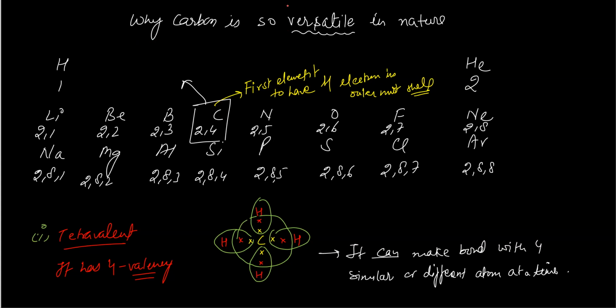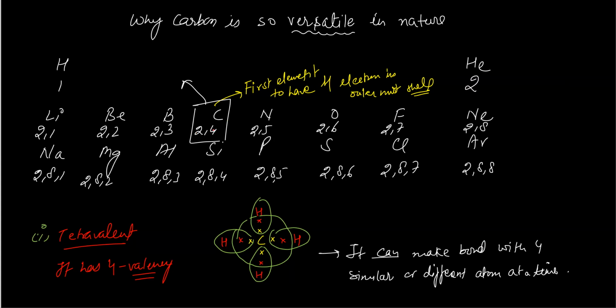First, it is tetravalent in nature. What does that mean? It means it has a valency of 4, so it can make bonds with 4 similar or dissimilar atoms, or 2 dissimilar atoms, at the same time. Because of the tetravalency, it can make single bonds and double bonds. So there are different types of bonding.